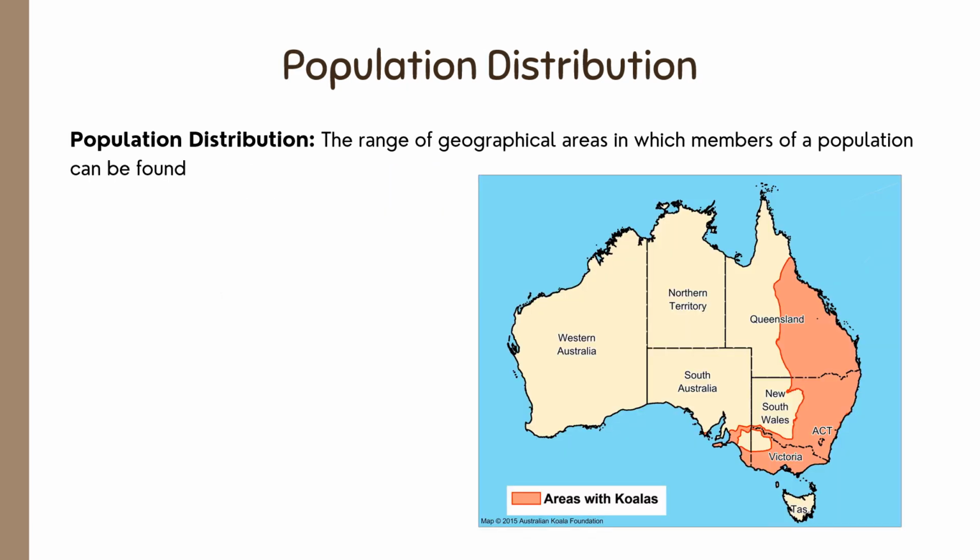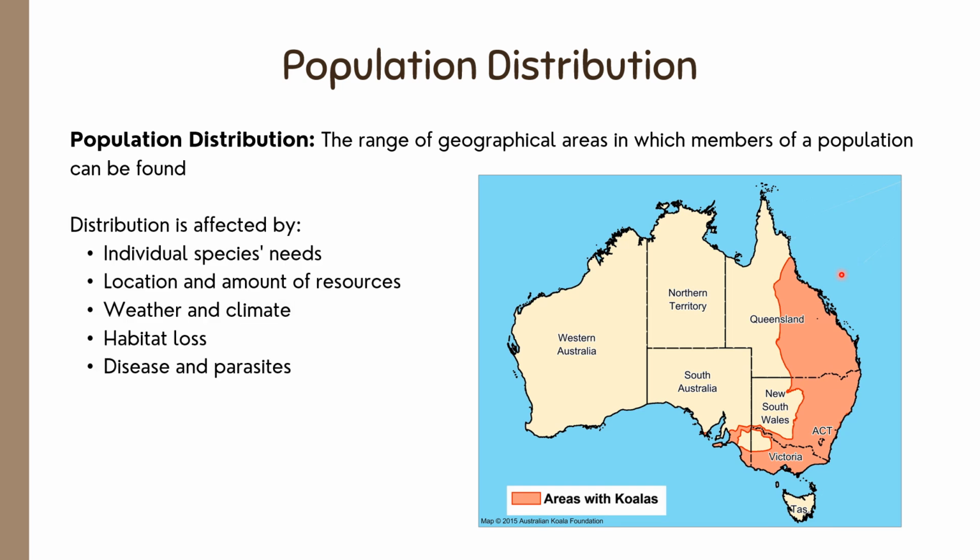Another way we can describe the structure of a population is by looking at the population distribution. So this is the range of geographical areas in which members of a population can be found. So if you look at this diagram over here, you can see that this red or shaded in area is where all the koalas can be found in Australia. So this is the koalas' population distribution. And so this distribution is affected by a few things. An individual species needs the location and amount of resources, climate, habitat loss, disease, and parasites.